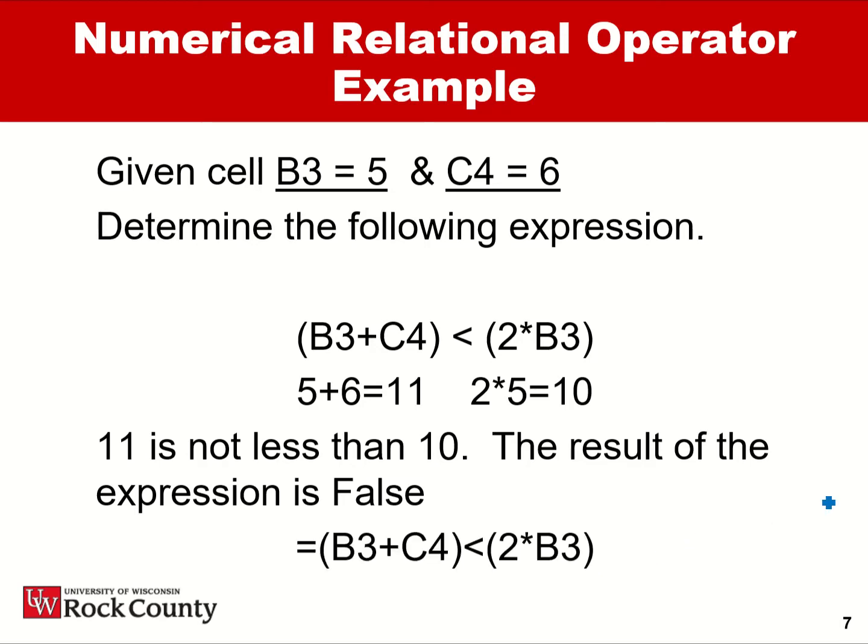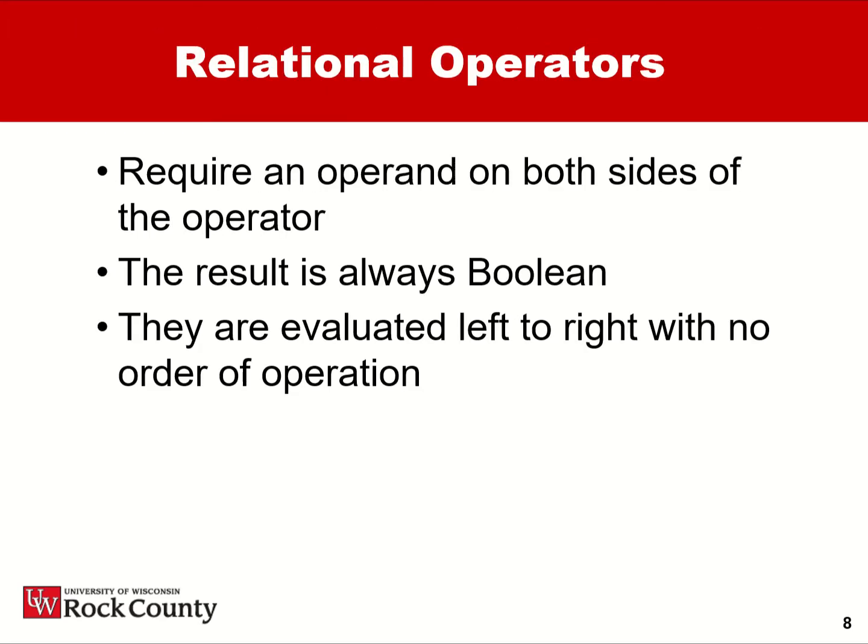How is this written in Excel? This is written, again, because it's an equation, with an equal sign. That is important. And then we have our parentheses adding up B3 plus C4, and seeing if that is less than B3 times 2. Okay, so that's how we set up our relational operators. And we could do this as greater than, less than, or equal to, any of those different relational operators.